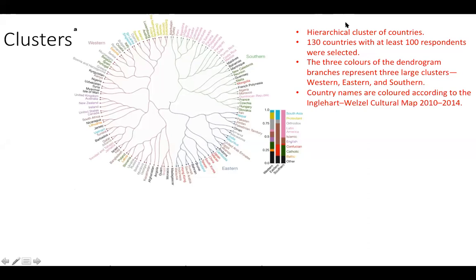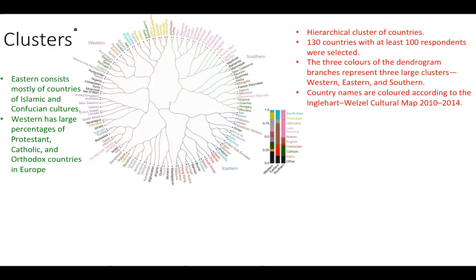Very good. So Eastern is composed of primarily Islamic and Confucian beliefs. Yes, Sohum is very correct. The Eastern part has a lot of Islamic and Confucian beliefs. These are the overall large observations. So the Eastern consists of mostly countries of Islamic and Confucian cultures. Western has large percentages of Protestant, Catholic, and Orthodox countries in Europe.